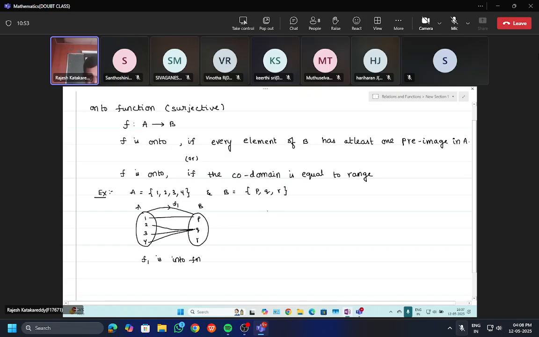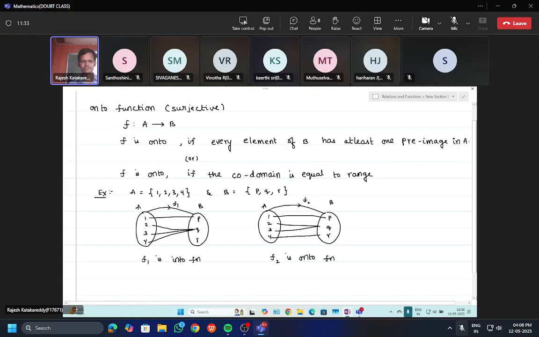Next, let us take a second function f2 on the same sets. In this case, let us write 1, 2, 3, 4, and then P, Q, R here. The mappings we are doing in this way. In this mapping I can see that P has one preimage, Q has two preimages, and R has one preimage, so we call f2 an onto function.